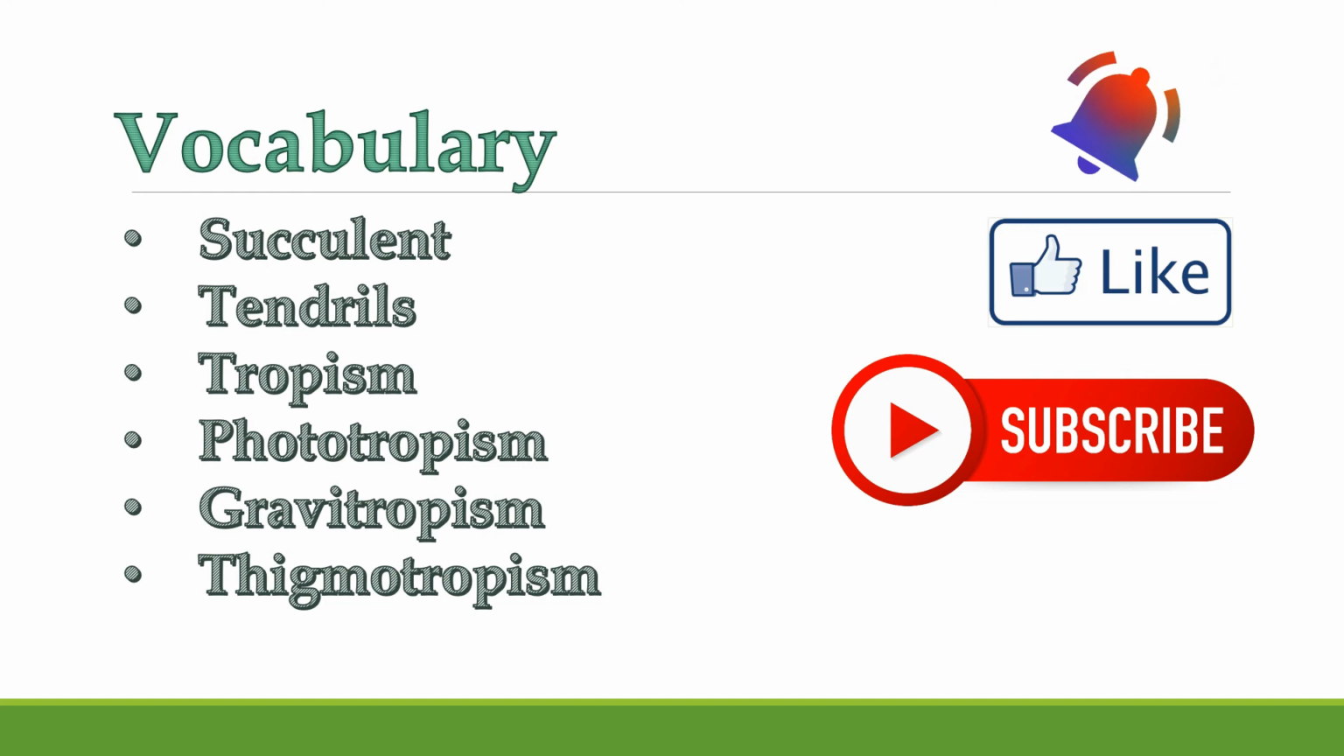Vocabulary. Let's see the vocabularies under the topic plant adaptation. The first vocabulary is succulent, tendrils, tropism, phototropism, gravitropism, thigmotropism.